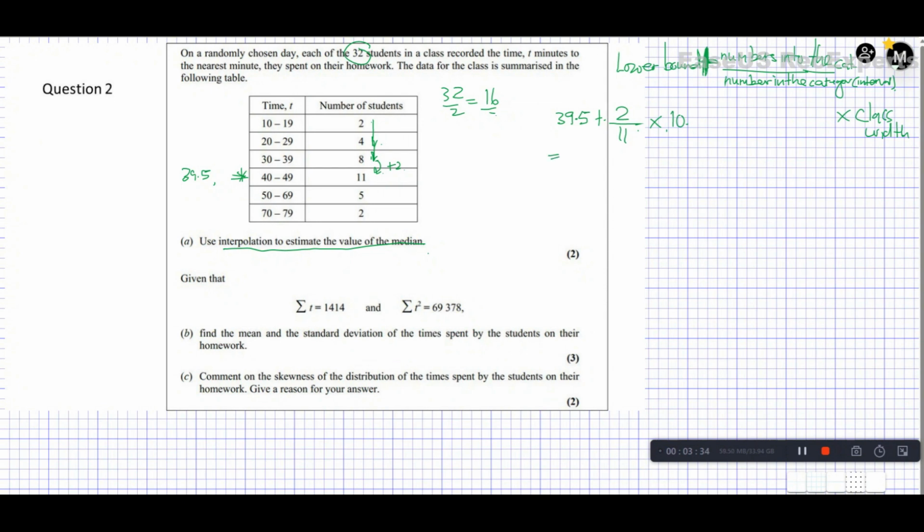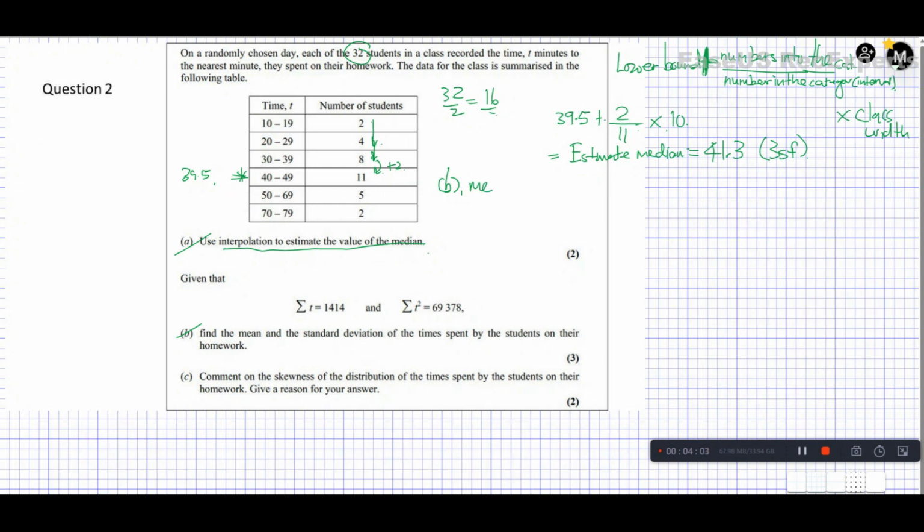So now use your calculator. Since I did this earlier, the estimate of the median equals 49.3 to 3 SF. Okay, that's for part A. For part B, we have to find the mean and standard deviation of the time spent by the students on their homework.